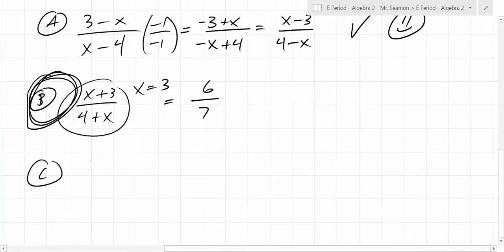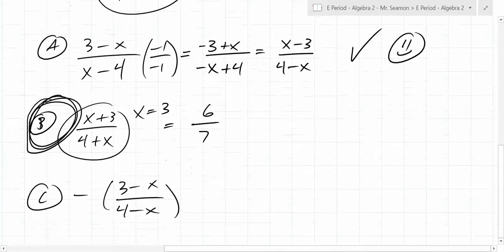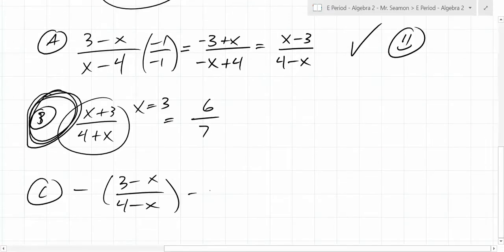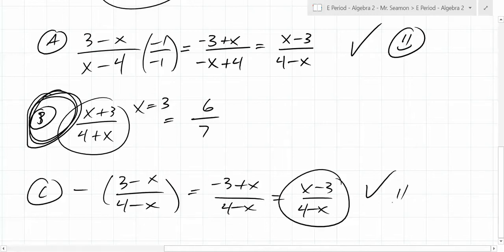Let's try it. What is it? -3 minus x over 4 minus x. That negative sign. Where should we distribute? Distribute to the top. What do you end up with? -3 plus x over 4 minus x. Is that the same thing? Yep, that's the same thing.